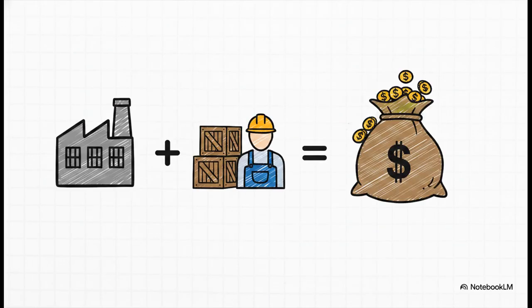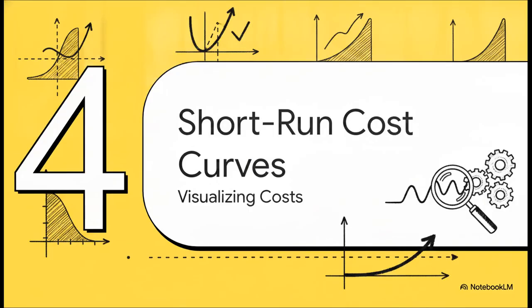Put those two together and you've got your foundational formula for production. Total cost simply equals total fixed cost plus total variable cost. It's just the sum of your unavoidable overhead and your output-dependent prime costs. Simple as that. Which naturally leads us to Section 4, navigating short-run cost curves.